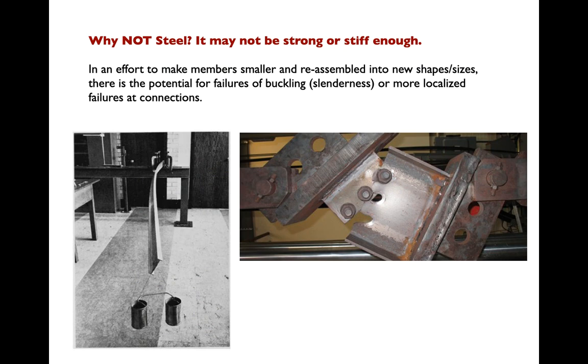There are disadvantages to steel. Because it's so precise, we tend to make it as thin as we can get away with, right? To use as little of the material as we can. And so steel is vulnerable to failures in buckling, but also on the right, as you can see, failure in shear.